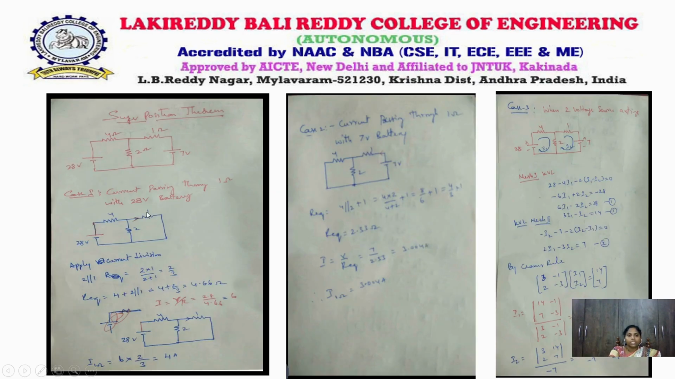Now look at this example, in which in the first case we will consider the current passing through the 1 ohm resistor with a single voltage source alone. That means the first source is the 28 volt battery, acting alone, and the remaining sources will be inactive. In case 2, the current passing through the 1 ohm resistor with the 7 volt battery, again the other source must be inactive. You have to replace it with its internal resistance.